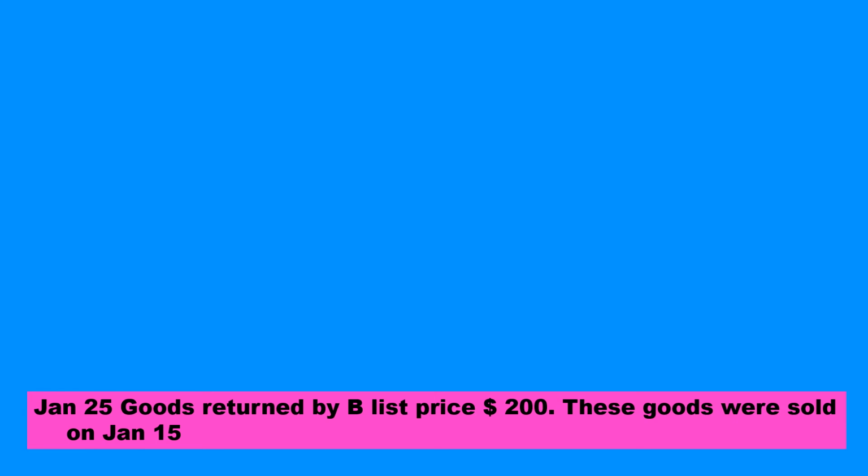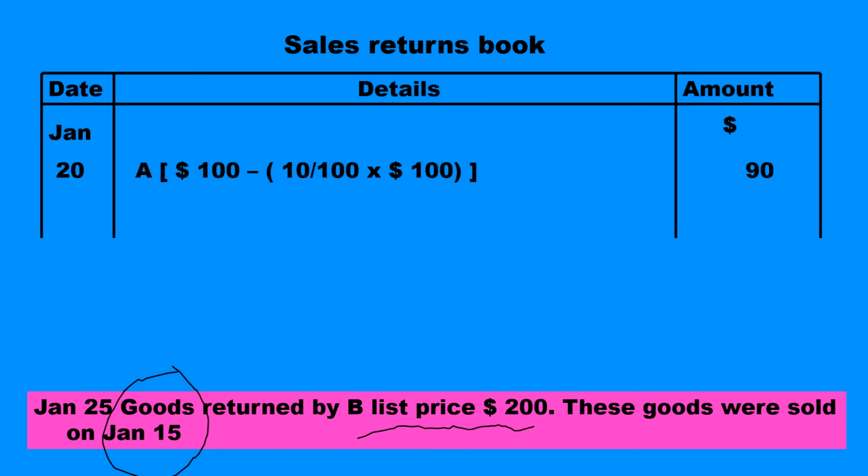Let us look at the second example of return of goods. So goods returned by B, list price 200. These goods were sold on January 15th. As we mentioned earlier, the return of goods has to be recorded in the sales returns book, where we already had goods returned by A, and now we record those returned by B, 200 less 15%, that was the trade discount given to B earlier, and the net amount comes to 170.